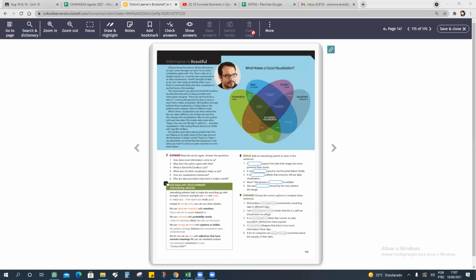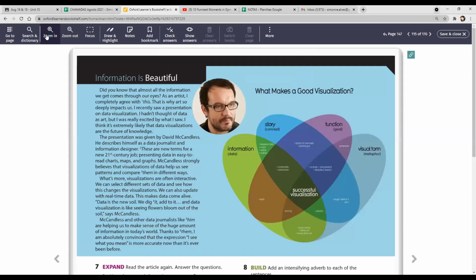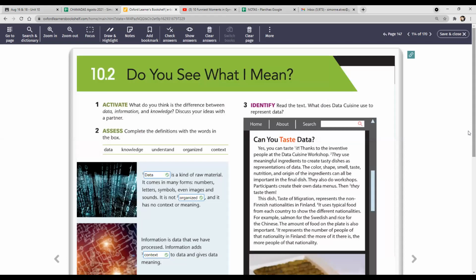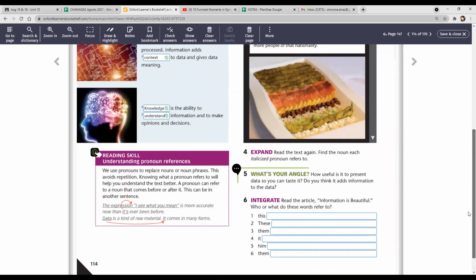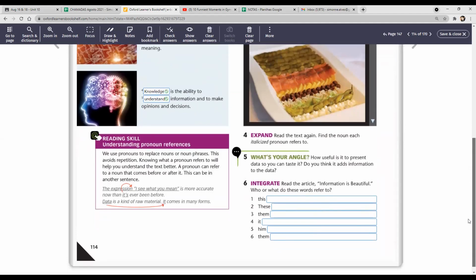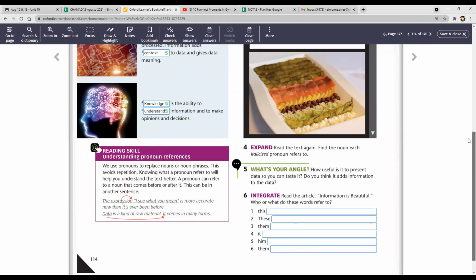All right, can you see that? Yes. Let me try to zoom in so we can see. Okay. Last class on Monday, we talked about this page here, and I think I asked you to do this exercise here, number 6. Remember?